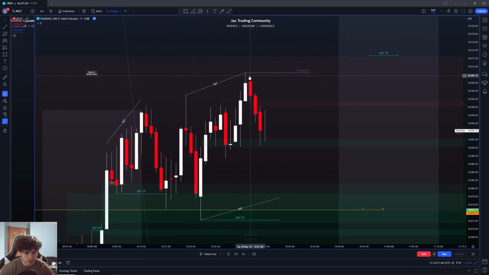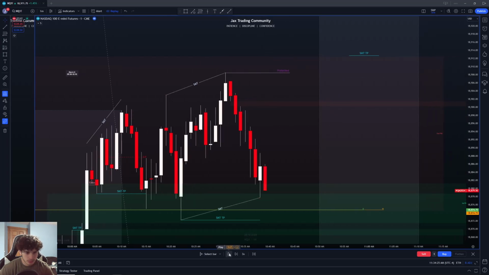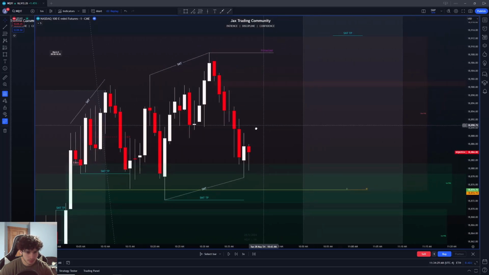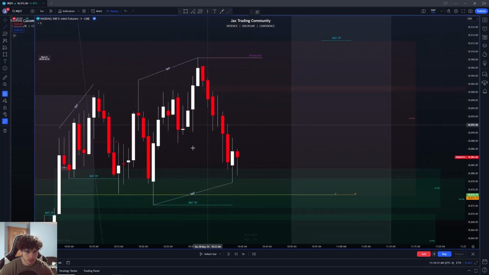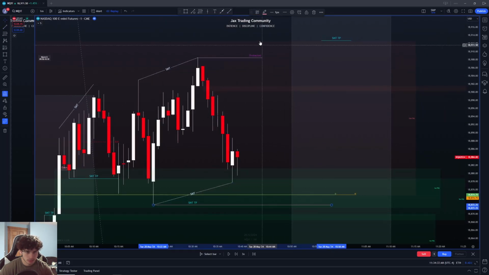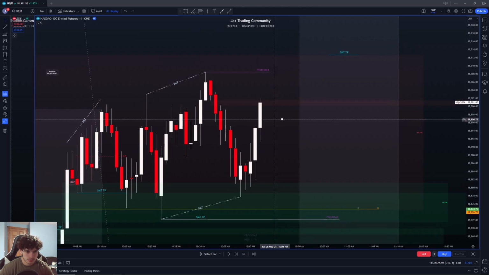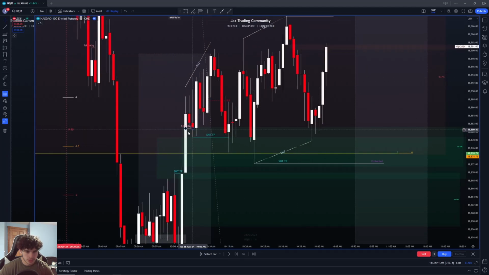So we have an SMT up here. Displacement down. This would be protected high. We actually come down, take out this SMT TP by forming an SMT here. This would also become a protected low. Now if I saw this, I have this confluence with this first entry, right? My stop would have been down here, probably.